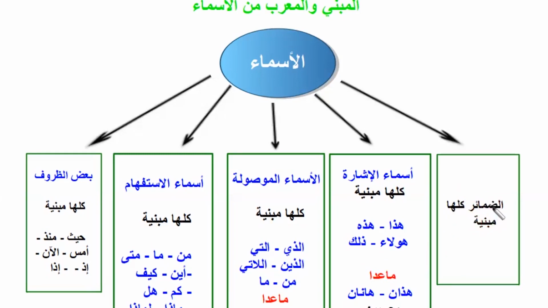All the domair, the pronouns, ana, anta, they are all mabni, meaning they don't change. The vowel on their last letter doesn't change. But here it has an exception. This one too has an exception. If you see the red, the ma'ada, it means except. But the remaining two don't have any exception. So it's only asma'ul mawsula and asma'ul ishara that have exception. But all the rest, they are mabni.